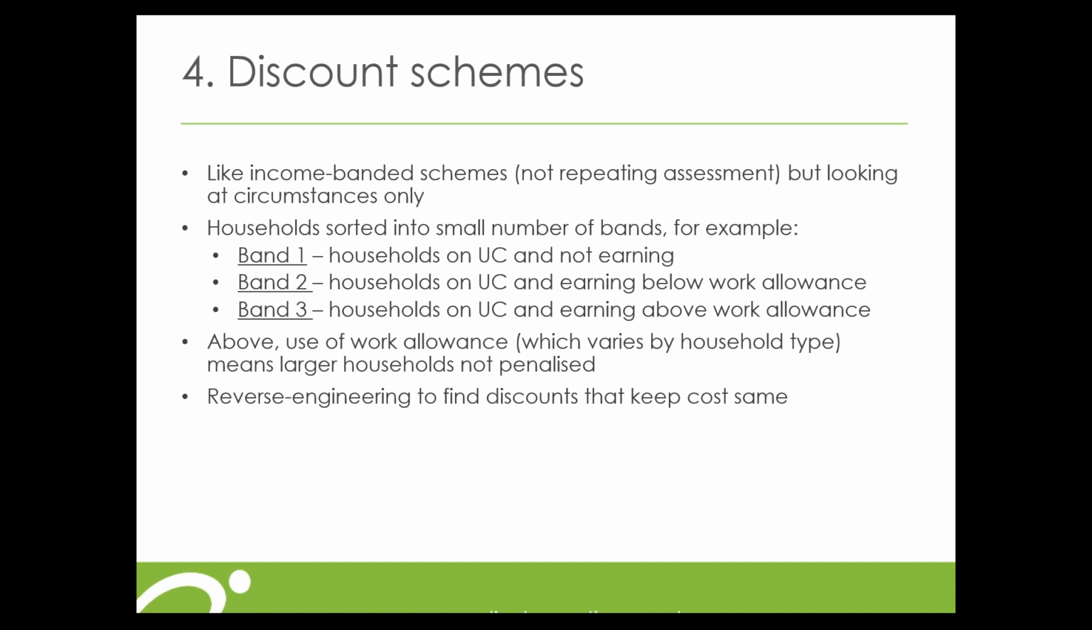So the fourth approach, and this is perhaps the most radical. I'm not aware of any local authority that is going with a scheme quite like this. So this is discount schemes, which are a little bit like income banded schemes. However, they don't even look at a household's income. They basically allocate a particular discount based on the household circumstances. So there's no reassessment to do when a household's income changes.